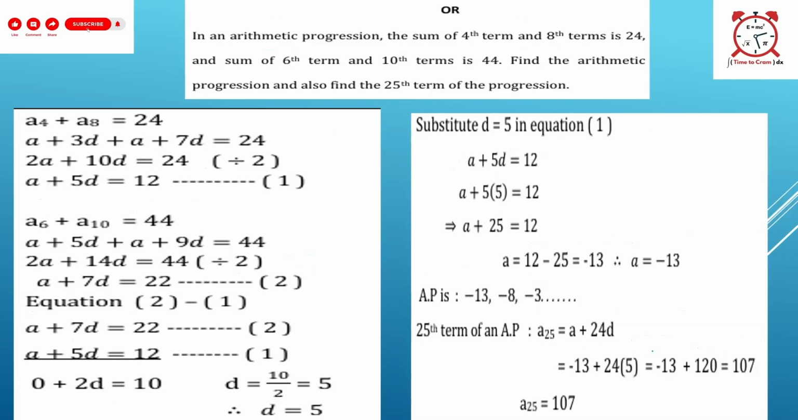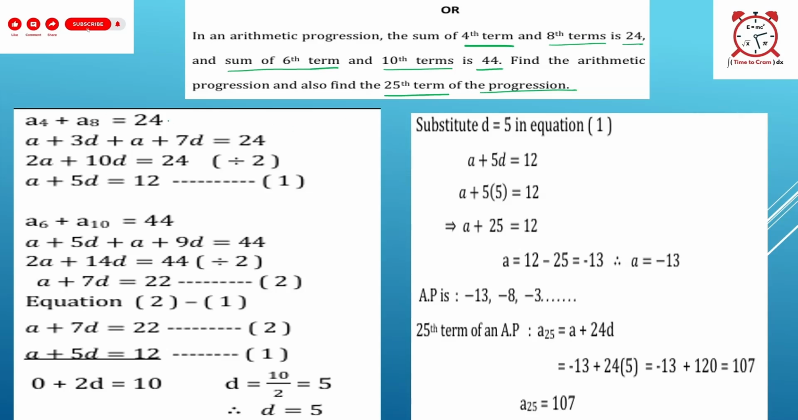Next question. It is the internal option of the same question. So here we will have an internal option. Out of them, we have to write any one question in the board examination. Now the question is, in an arithmetic progression, the sum of the 4th term and 8th term is 24, and the second condition, the sum of the 6th term and 10th term is 44. Then find the arithmetic progression and also find the 25th term of the progression. We have to find two answers here.